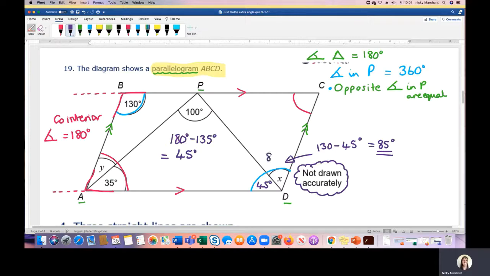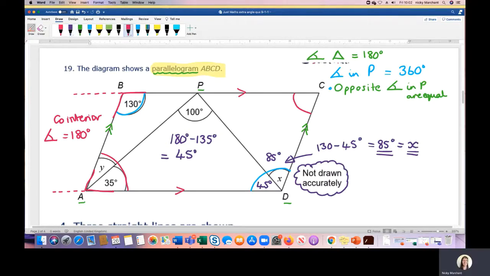This is 85 here, and if I add these two together, they must equal 130. They do, 80, 120, 130. A little check as I go along. So we found x. I'm just going to label that as equal to x. Okay, so now I want to try and find y.